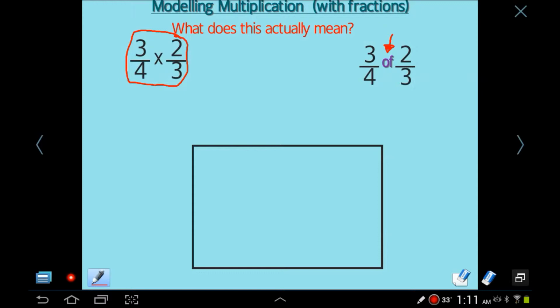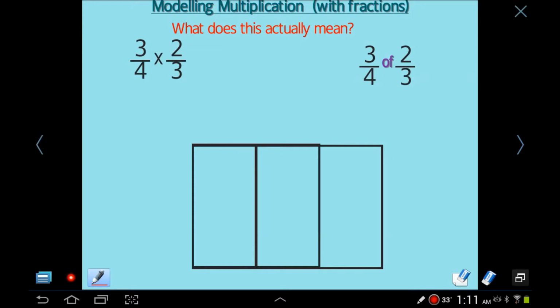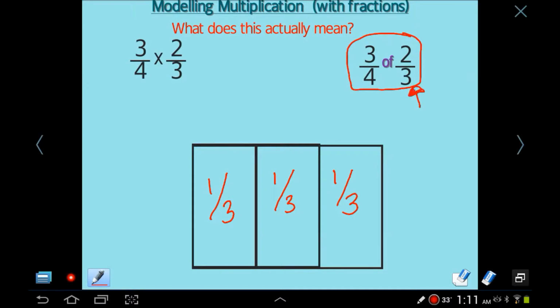So what I'm going to do first is draw a model of thirds. You'll notice that I broke it up into thirds. Here's a third, here's a third, and here's a third. Now I know that we're looking for 3/4 of 2/3, so I'm only going to shade in 2 out of the 3 thirds.